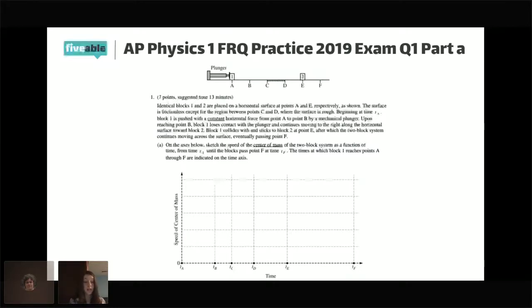So since it's a speed, which is the magnitude of velocity, it's going to be a constant, upward slope indicating that velocity is increasing, or the magnitude component of the velocity is increasing.